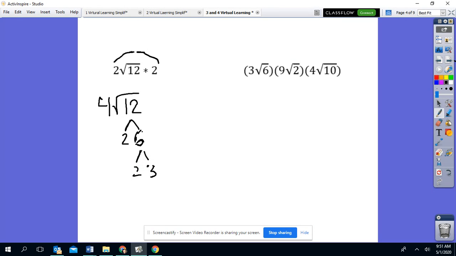So then I look for my pairs, remember? So I've got a set or a pair of 2's, and that's going to come out of that radical. Well, there's already a 4 outside, so I need to multiply. So 2 times 4 gives me 8. And then whatever number that I didn't circle, that was on the bottom of a factor tree. So the only number I didn't circle was a 3. So the 3 stays on the inside.